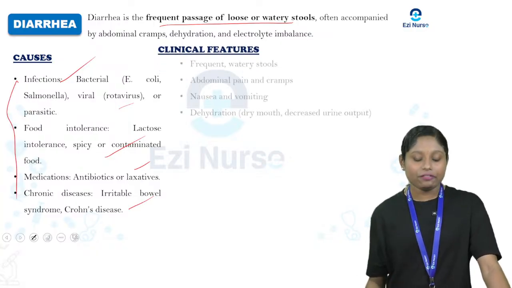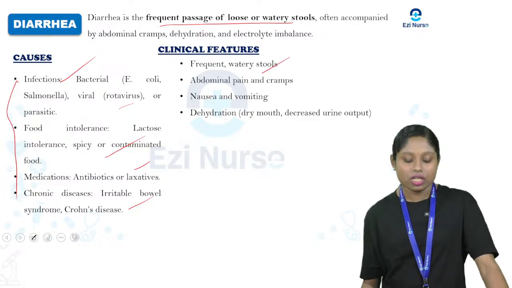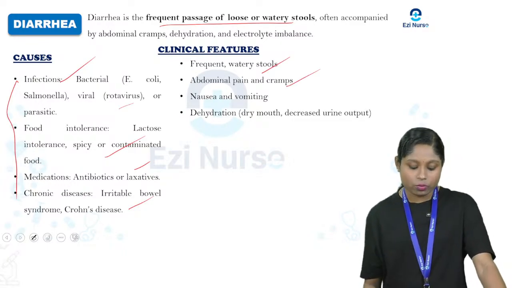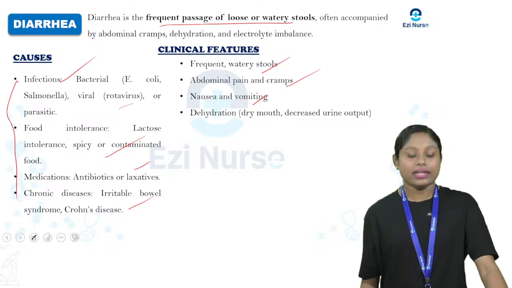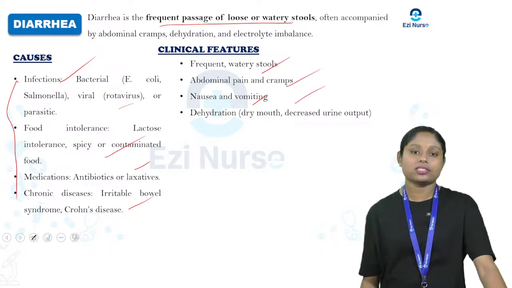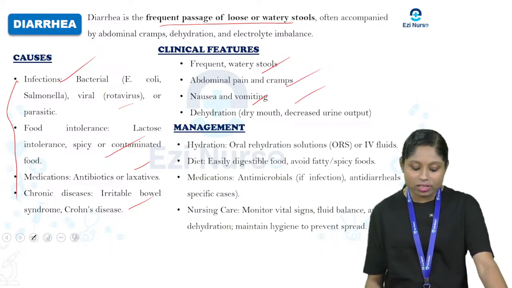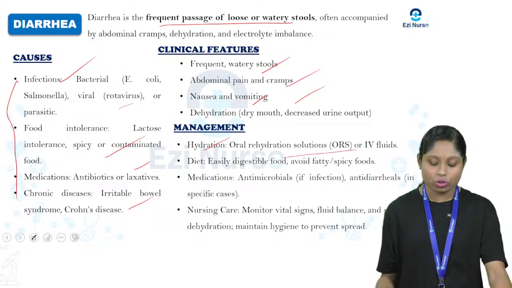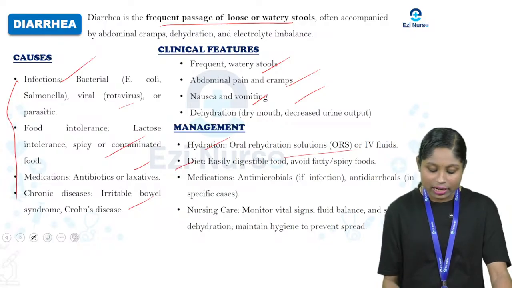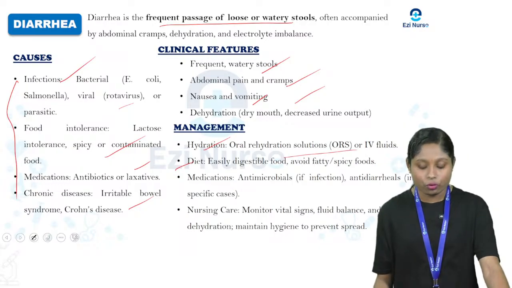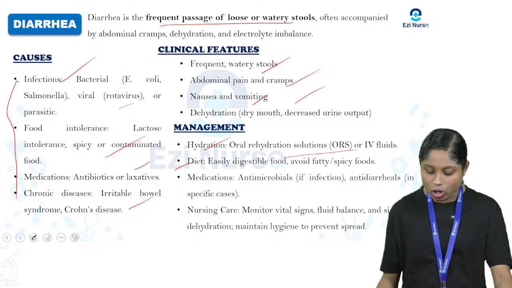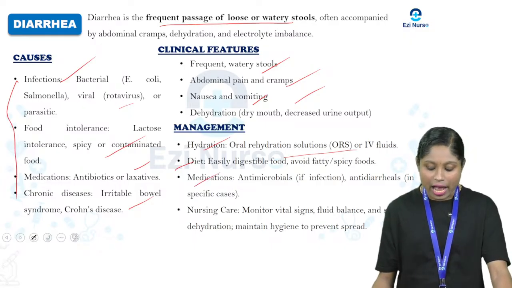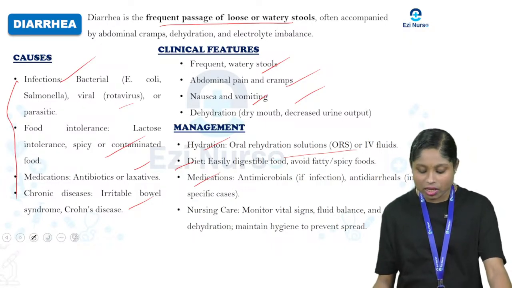So what are the clinical features here? Frequent watery stools. Abdominal pain and cramps will be there. Nausea and vomiting, dehydration, dry mouth, decreased urine output. How to manage this? Hydration: oral hydration solution like ORS solutions and IV fluids. Diet: easily digestible food, and they need to avoid fatty or spicy food. Medication: antimicrobials if infection is present.